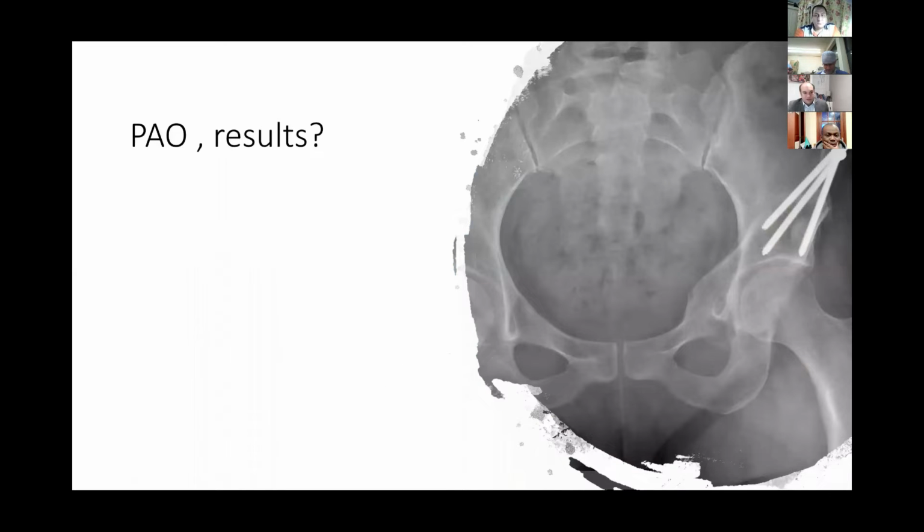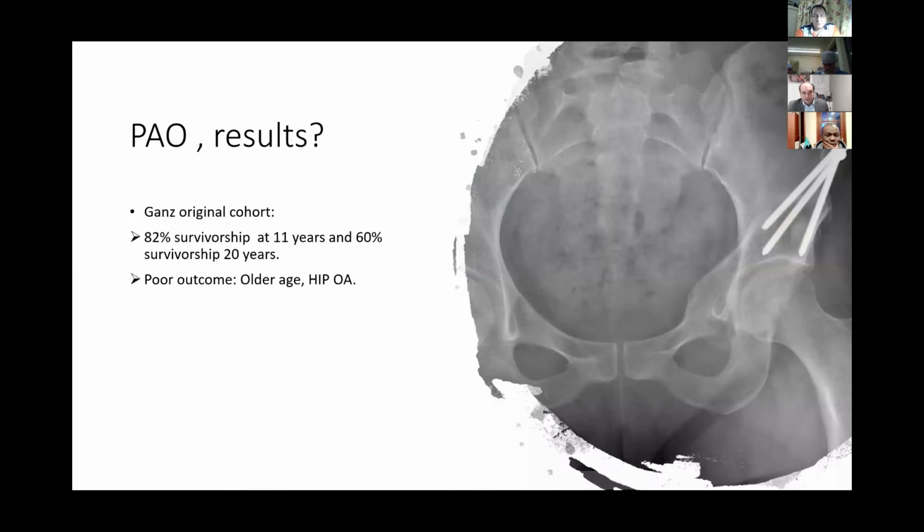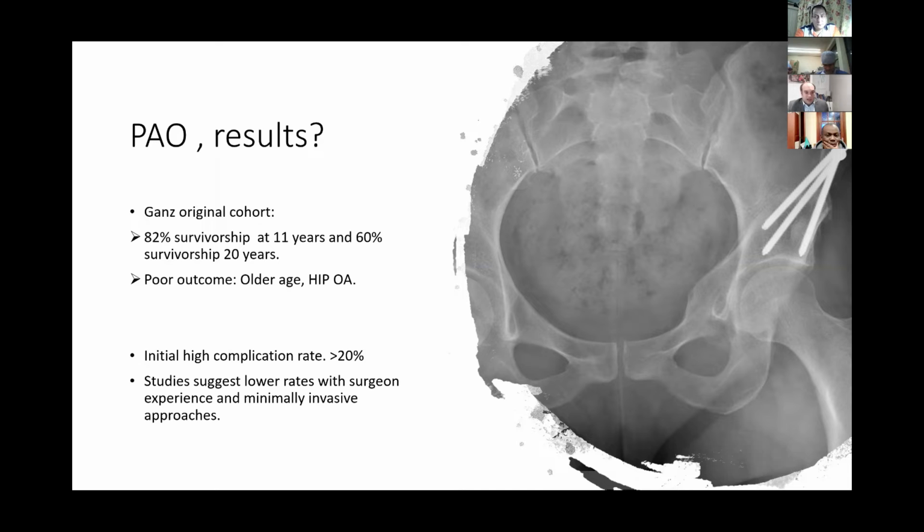So the results, originally Ganz reported an 82% survivorship at 11 years and 60% at 20 years. The poor outcome predictors, as would be expected, are hip arthritis and older age. More or less, these results are reproducible. Initially, there was a high complication rate. The initial studies showed complications of up to 20%, but with better surgeon experience and more of these cases being done, the complication rate has gone down to 4 or 5%.